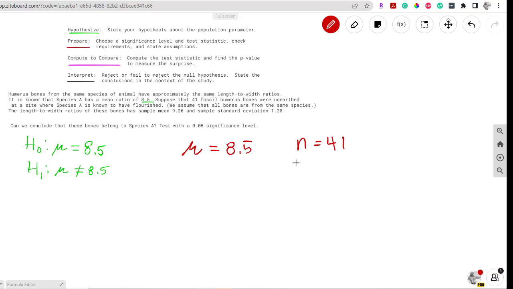And for these 41 bones, they found that the sample mean was 9.26, and the standard deviation for the bones is 1.2. And we want to know, can we conclude that these bones belong to species A? Test with a 5% significance level. Okay, so our alpha is going to be 0.05. Next, we need to know what kind of test we need so we can find the ZCrit. Since I'm looking for any difference, I'm looking for values that are much lower than 8.5 or much higher than 8.5. So in order to do this, I need a two-tailed test.